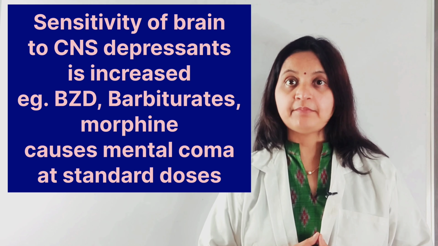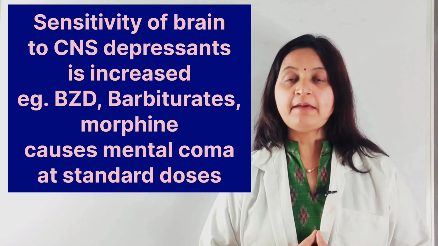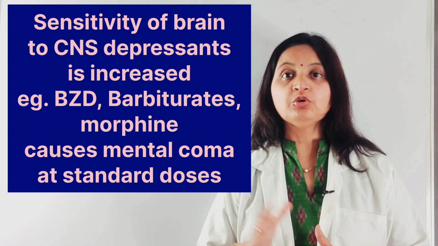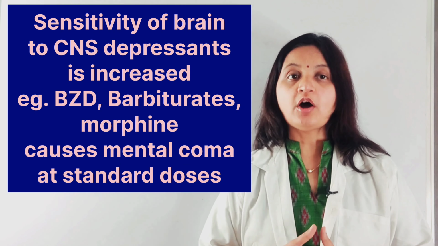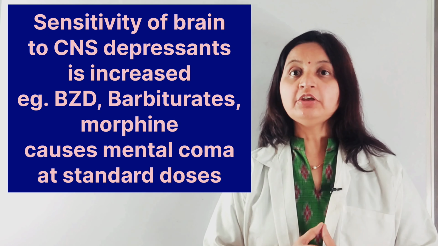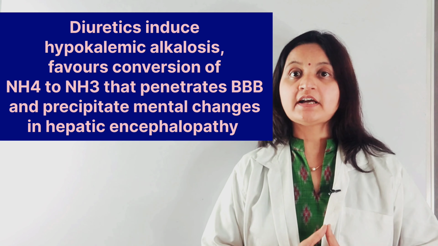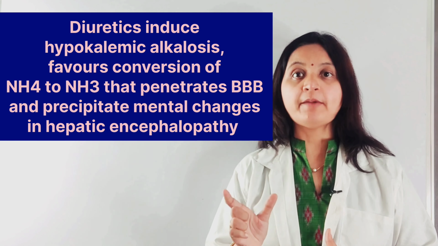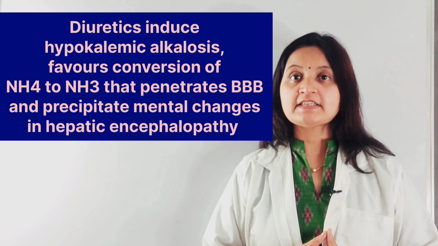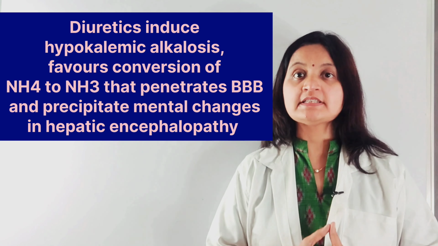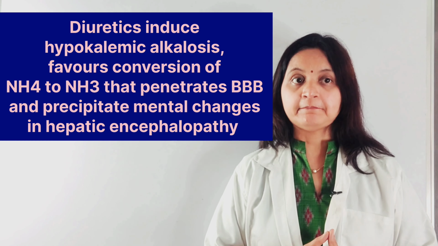Also, sensitivity of brain to CNS depressants can be increased. For example, benzodiazepines, barbiturates and opiates can lead to coma even at normal doses. Diuretics in patients with cirrhosis can induce hypokalemic alkalosis and this favors the conversion of ammonium to ammonia which readily penetrates the blood-brain barrier and can precipitate mental changes in hepatic encephalopathy.